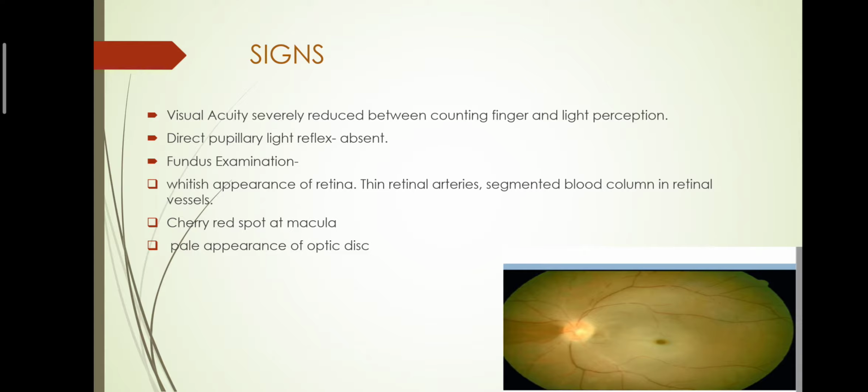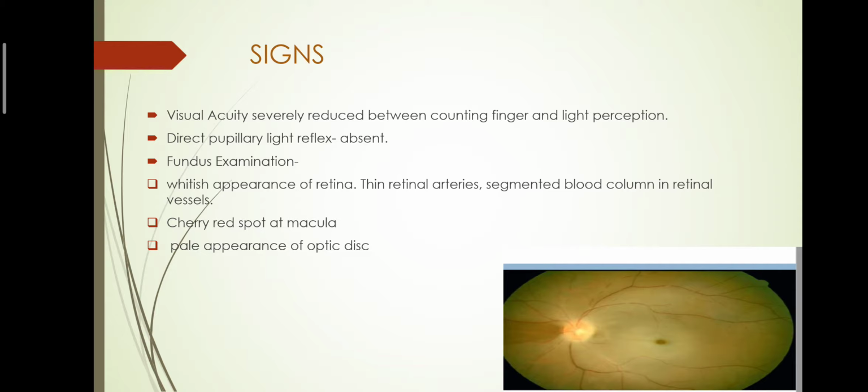On fundus examination, you can see a classical picture: the retina appears completely white, pale looking, and the arteries will be narrowed. You can see a segmented blood column in the retinal arteries. That is called cattle tracking. Segmented blood column in the retinal vessels, that is called cattle tracking.